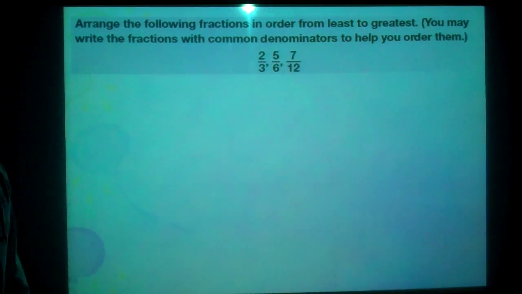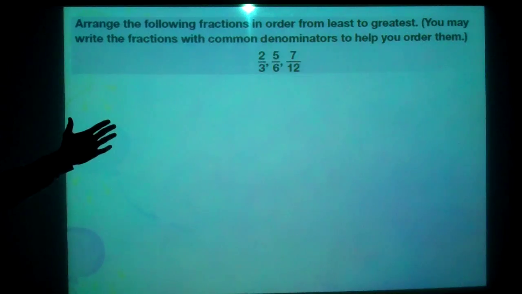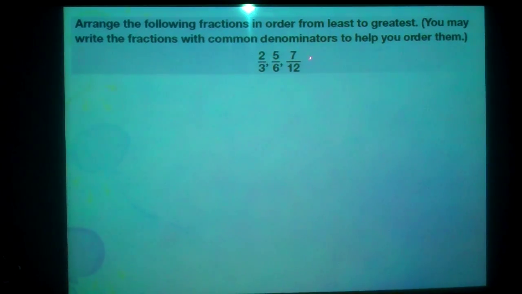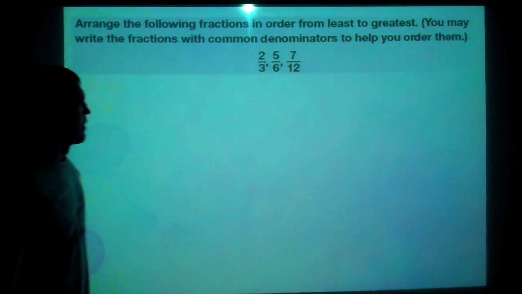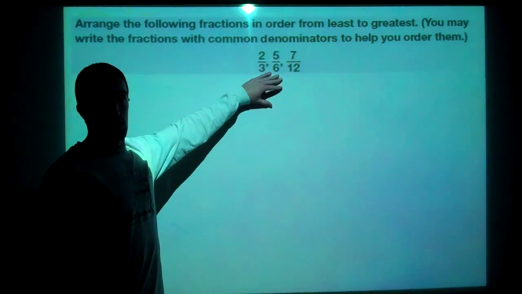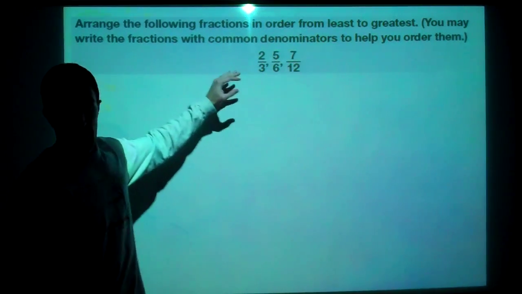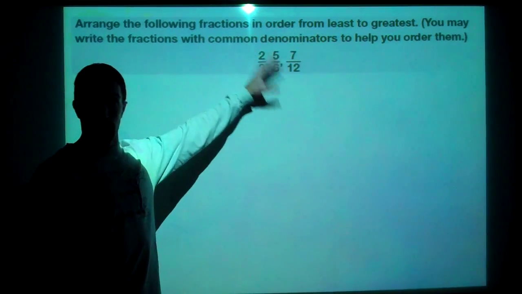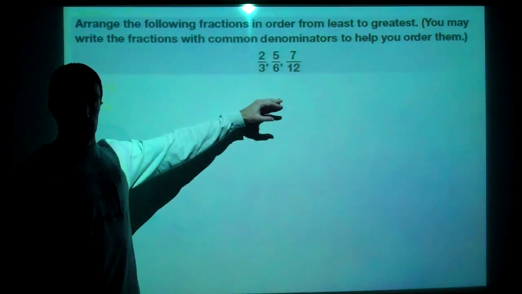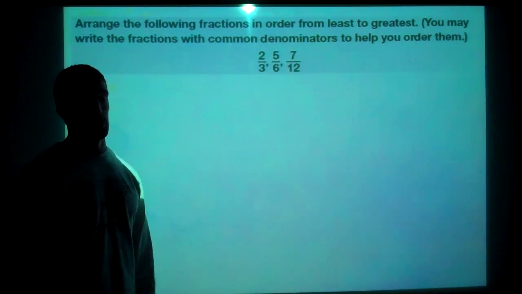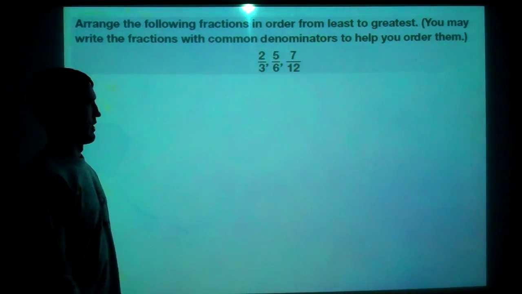Next one here. We're also going to use these common denominators to order fractions. Now it wants us to use least to greatest here, and it even tells us we can use common denominators to help us order them. Maybe we're not sure off the top of our head which one's going to be the smallest, which one won't be. There are many ways to do this. You could turn these all into decimals if you want to. If you turn them into decimals, you can order them that way. This section will tell us to use common denominators, so we're going to go ahead and do that.